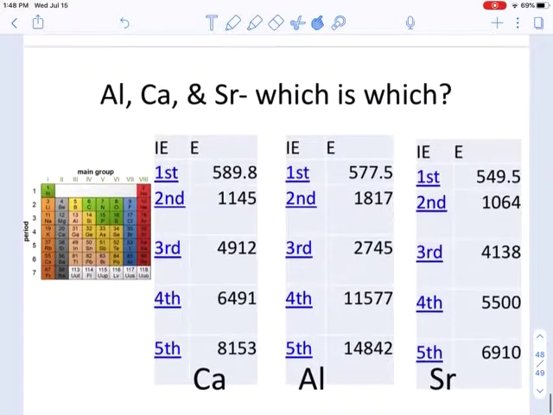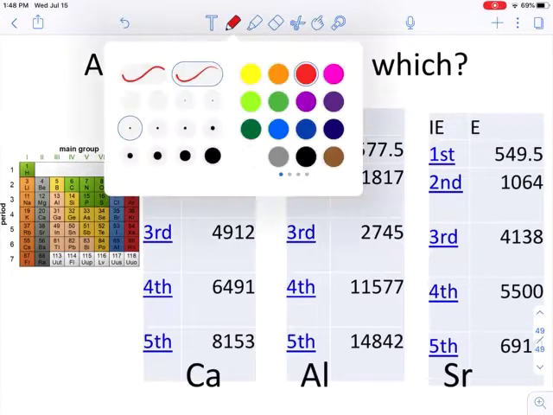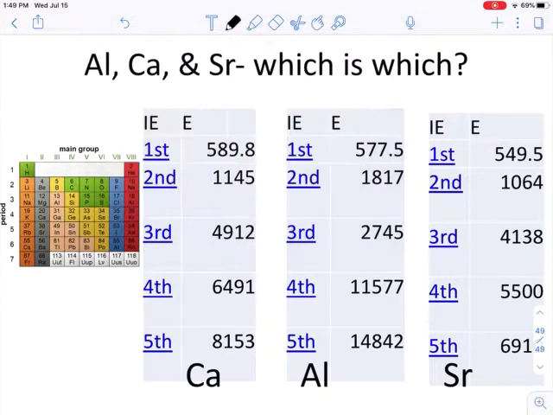One last one. What if I gave you this and said one of these is aluminum, one of these is calcium, and one of these is strontium? Could you figure out which is which? Well, the answers are there, right? Pretend they're not. Let's pretend those answers aren't there for a second. Say you didn't know that this was this and this was this. Could you figure out which one is which?